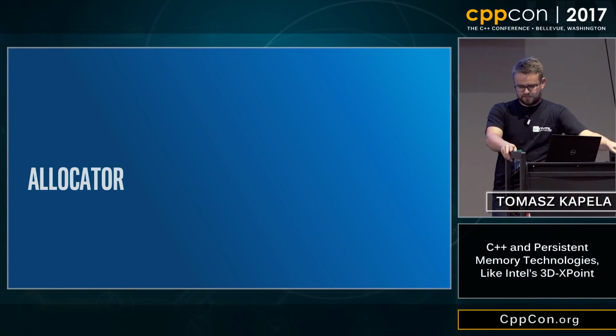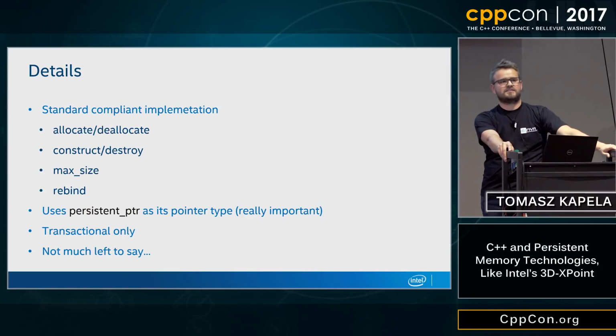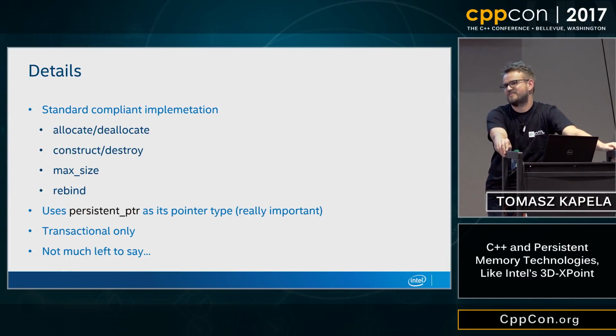So it was quite obvious that if we have a persistent pointer, we should have an allocator which is standard library compliant. And we do, and there's really not much more that's interesting about it. It's a normal standard library compliant allocator.